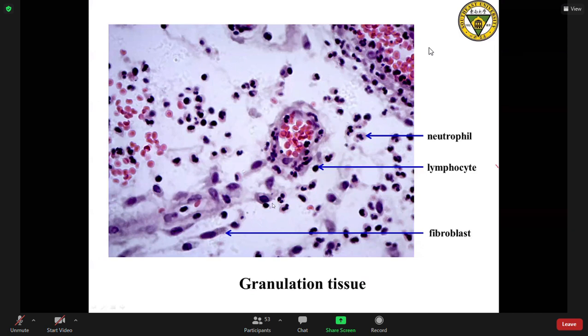In this picture, we can see many neutrophils. So we can think that if this granulation tissue has more and more neutrophils, it means infection. We'll study inflammation, but we know that especially in acute inflammation, we can see many neutrophils exude from the capillaries or from the blood vessels. So sometimes the granulation tissue may be infected.